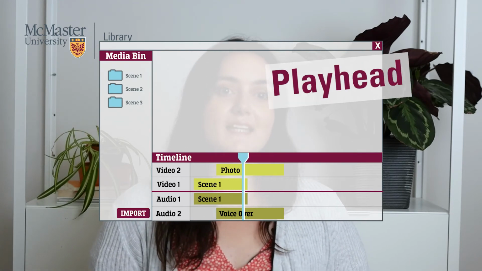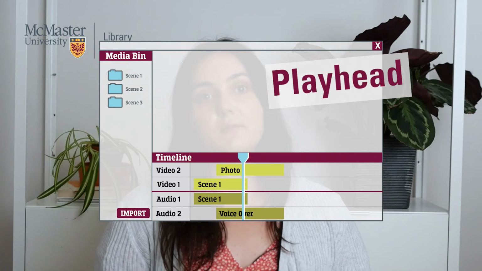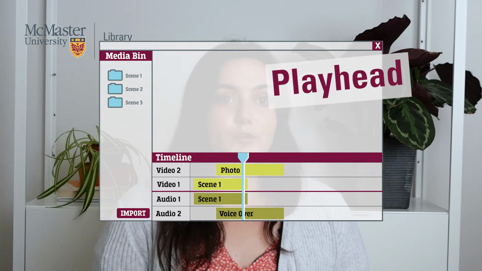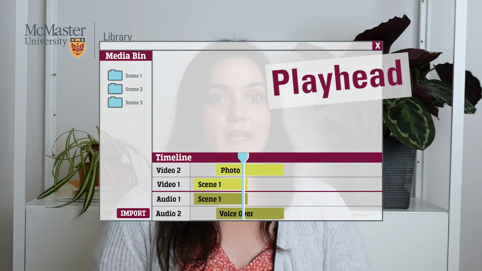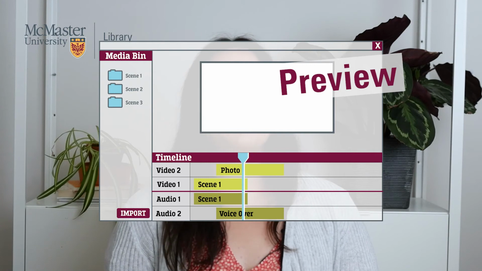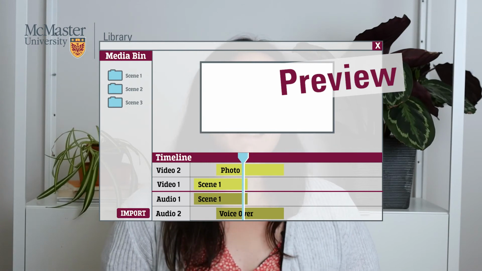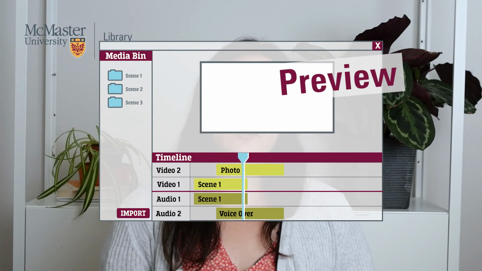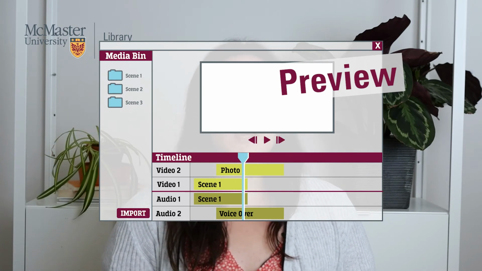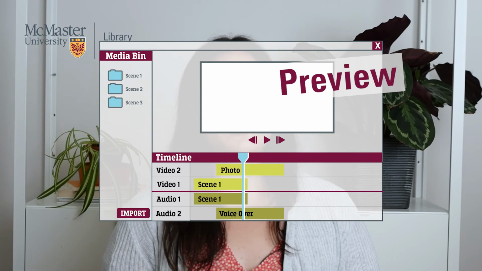The playhead is a vertical line in the timeline that moves when you play the video. You can move the playhead by clicking and dragging it to another point in the timeline. There is always a preview area that plays back what you have put together on the timeline. Standard play-pause controls are located near the preview screen.